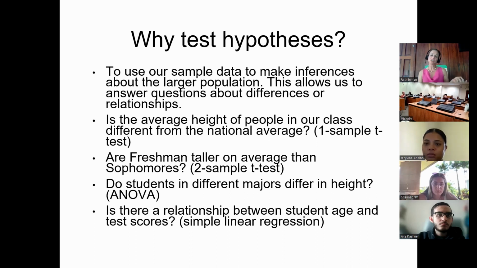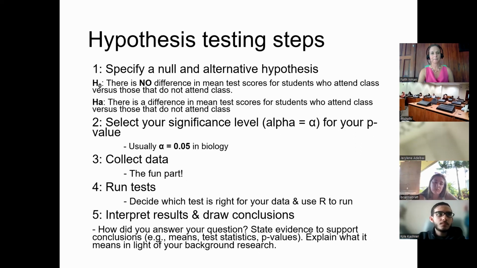Is there a relationship between student age and test scores? Do older students do better on tests? Do younger students do better on tests? Here, actually, we wouldn't be comparing means. What we'd be comparing is a continuous distribution and the relationship between age and scores. And for that, we would use a simple linear regression. We'll get into all those tests later, but for now, I want to introduce some of the concepts of hypothesis testing using the one-sample t-test as an example.